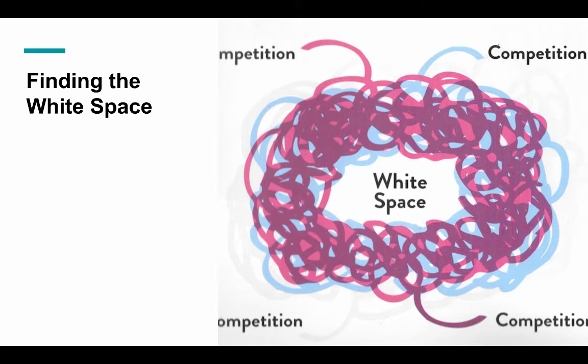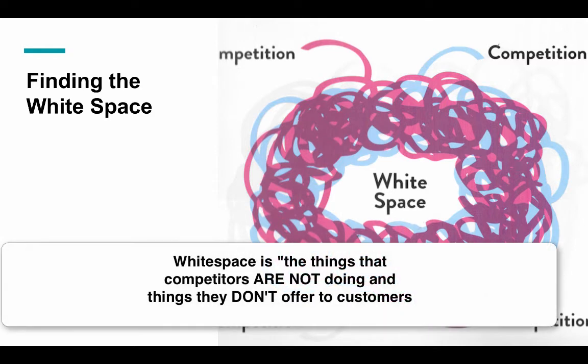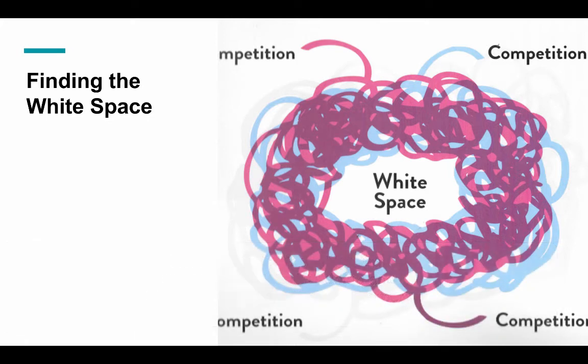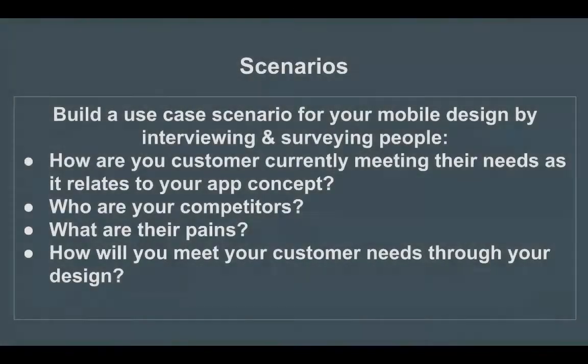Our textbook, Interactive Design, defines white space as the things that competitors aren't doing and things they don't offer to their customers. Finding the white space allows you to make innovative design choices. You want to be able to walk anyone through your mobile concept and design. In order to do this, you will have to do some field work and research.